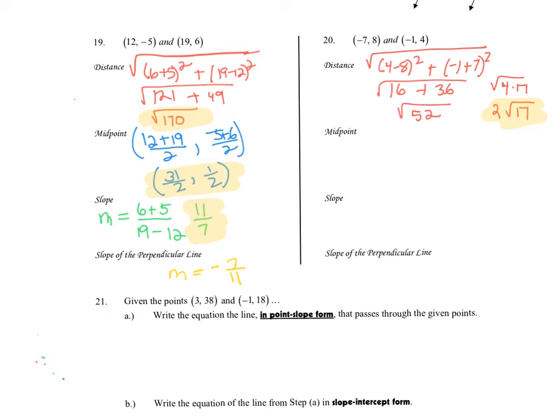Now we're going to look at the midpoint. The midpoint, we're going to look at the x values first. We're finding an average here, so we're going to add the x values together and divide by 2. And so that's going to give me negative 4. And then looking at the y values, I'm going to add the y values together and divide by 2, and that's going to give me a 6. And so we have the midpoint right here.